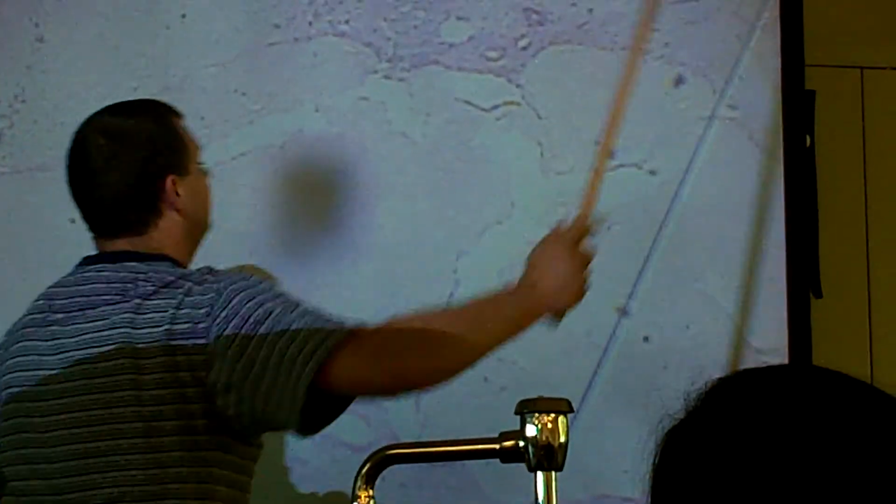So that's one right there. Looks like it kind of extends up in there too. Here's another one over here. I think there was another one right about there. Another little one right up there. So if you zoom in on the corpus albicans, here's what it's going to look like.